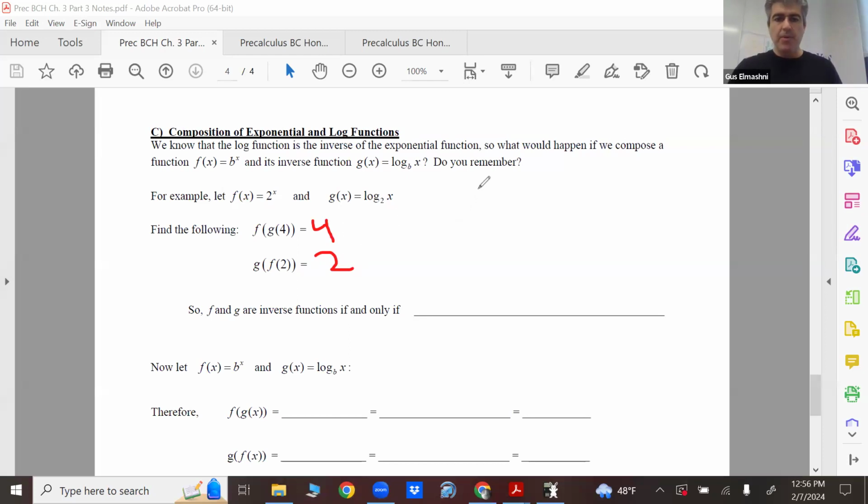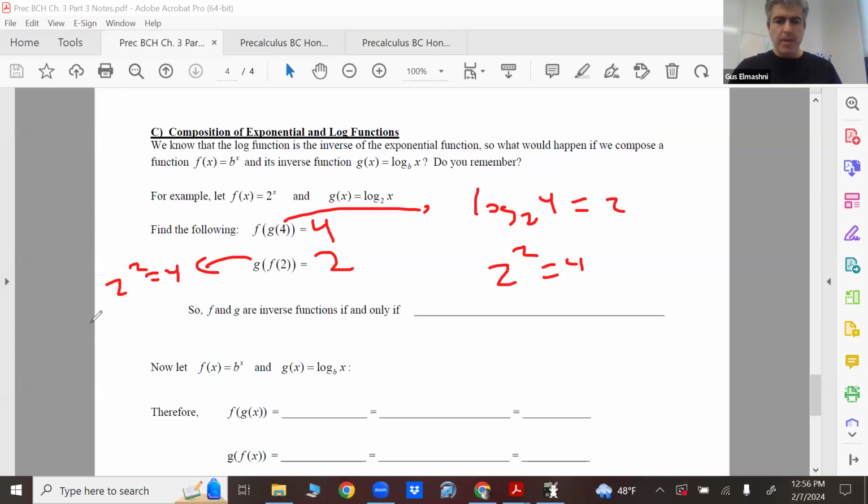So for example, if I do log base 2 of 4, that's 2. And if I do 2 to the 2, it's back to 4, right? Or for this one here, do f of 2, which is 2 squared, which is 4, and then log base 2 of 4, which is back to 2. So they undo each other, right? So f and g are inverse functions if and only if f of g of x equals g of f of x, which of course equals x.